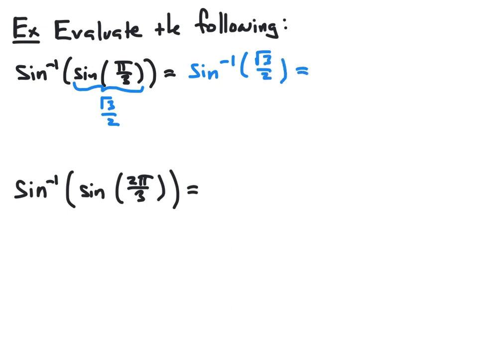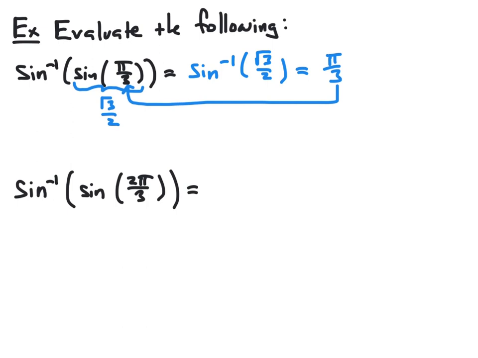Here we want an angle whose sine value is square root of 3 over 2 and lies between negative pi over 2 and positive pi over 2, and that angle is indeed pi over 3. So in this case, we do get exactly the angle that we had started with inside the trig function. We get the same angle back. But as we'll see here in the second example, that is not always the case.